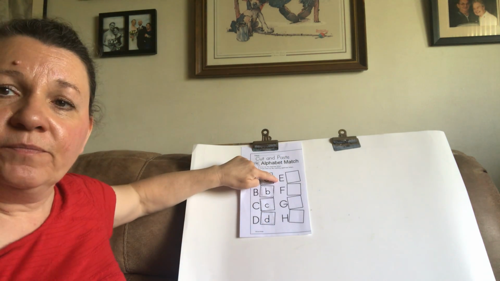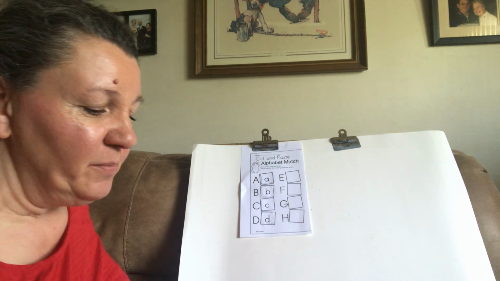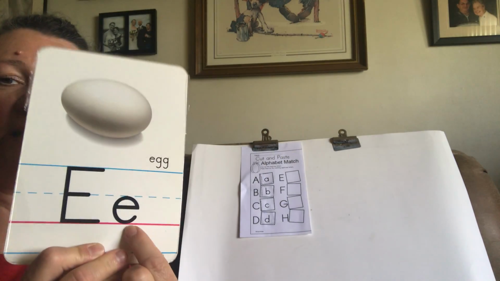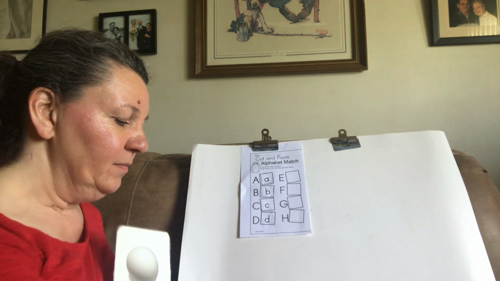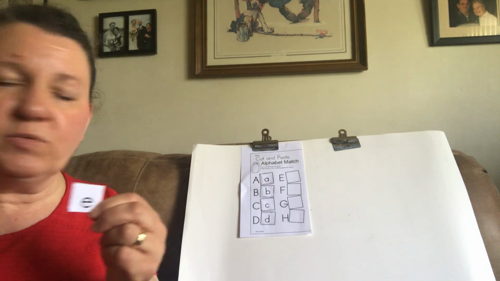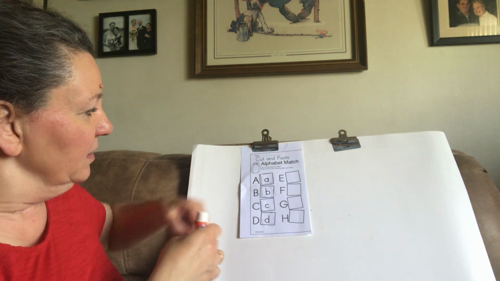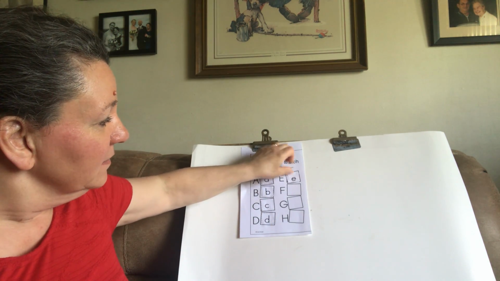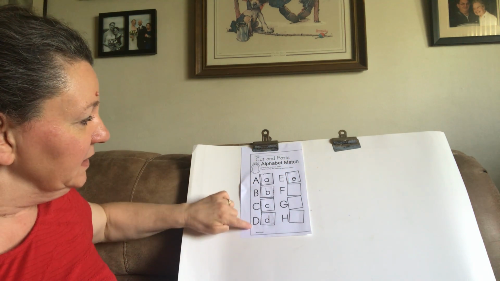What's our next letter? E. We have our capital E, right? So here's our capital E, and our lowercase e looks like this. Find the paper with the lowercase e. Okay, is that the one? Good. Okay, put your lowercase e up in here next to your capital E. Press it on. Okay, so now we have A, B, C, D, E.